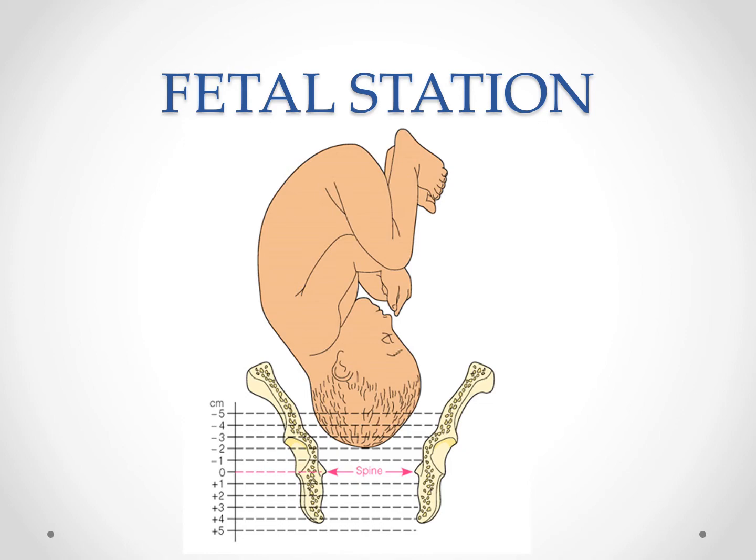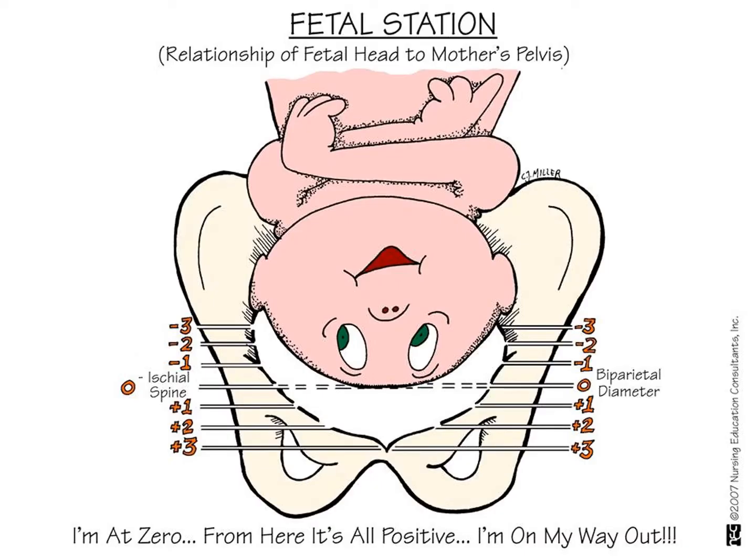So that's station. This is a funny little picture that can possibly help you remember. It says, the fetus says, I'm at 0. From here, it's all positive. I'm on my way out. Because from 0, the stations then become positive. So that may help you remember which side's positive and which side's negative.